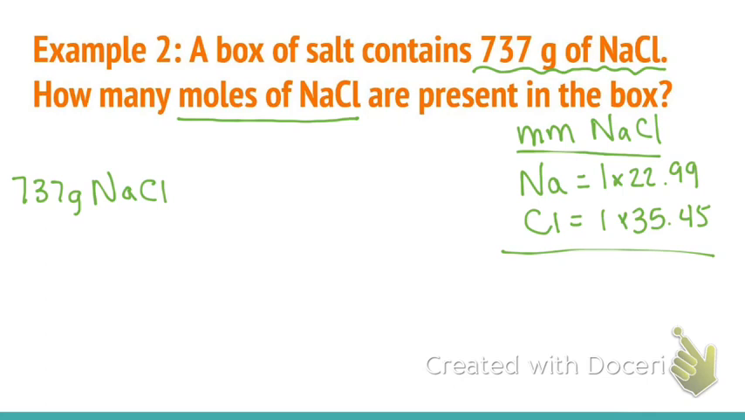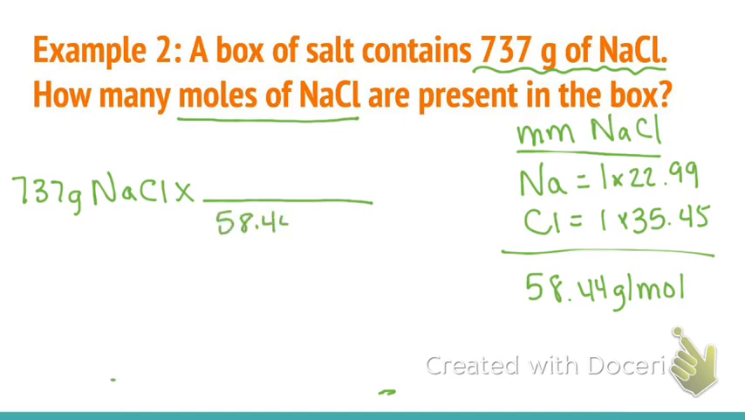So basically we just have to add those two masses together and we get a molar mass of 58.44 grams per mole. Again, that's my conversion factor. This problem is different because we are now starting with grams versus the previous problem was moles. So because you have grams, that means grams must go in the bottom. So 58.44 grams is going to be the bottom part of the conversion.